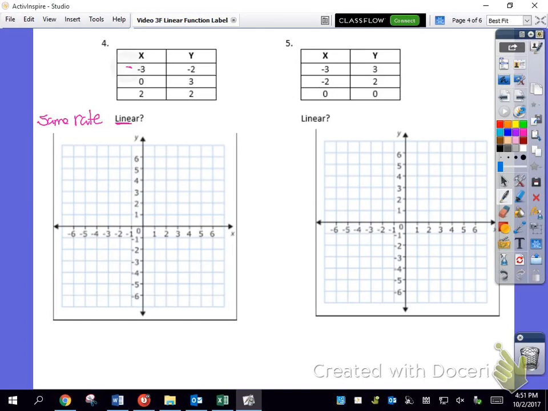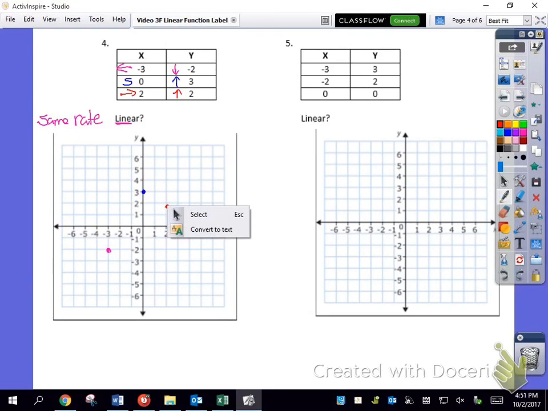So for -3, -2, I go to the left 3 and down 2. Next one is 0, 3. So I stay put at 0 and go up 3. And then the last point is 2, 2. I go to the right 2 and up 2.